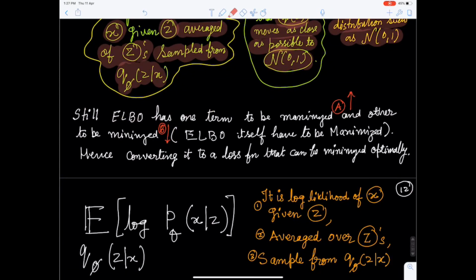So still there is one more thing that ELBO has. This is actually the ELBO. You wanted to maximize ELBO, but why do we want to see this ELBO as a loss function? One thing is maximizing, the other thing is minimizing. You want to make it a function which you want to minimize. So from this maximization, we converted it in such a way that it becomes a minimization. So one is maximized and the other one is minimized, and ELBO on its own is getting minimized.